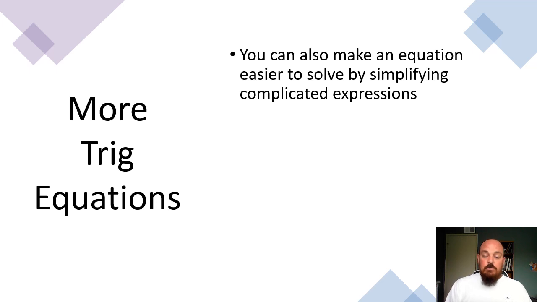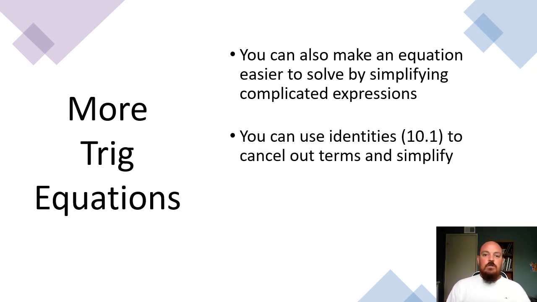Okay, so the other thing we did in 10.1, and you're probably noticing now that 10.1 was kind of a lead into this section. Everything we did in 10.1, simplifying expressions using our identities, is something else you can use to solve trig equations. Just like we did in 10.1, you can use all those identities we learned: reciprocal identities, quotient identities, Pythagorean identities, anything like that. You can use those to simplify, cancel out terms, and make things, again, able to be solved.